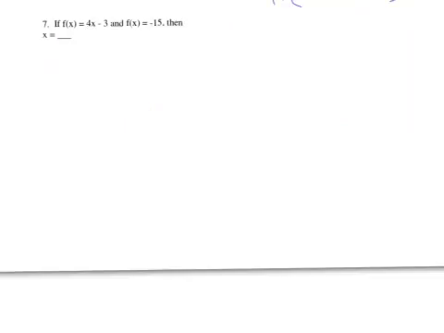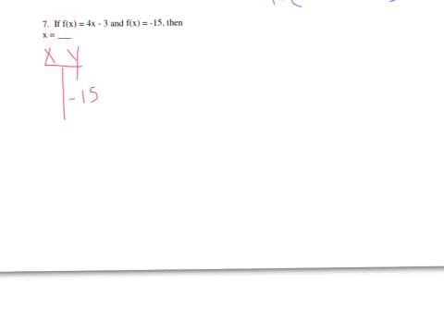Number 7, if f of x equals 4x minus 3 and f of x equals negative 15, then x equals what? In this problem, they're not giving us the value of x. They're asking us to find the value of x. So if I don't have the value of x, what do I have the value of? And that would be y. We talked about earlier that f of x is the same thing as y, so I can say that y equals negative 15. So if I draw a t-chart, or a table of x's and y's, they gave us the value of y, so we have the negative 15 here. And I need to find the value of x.